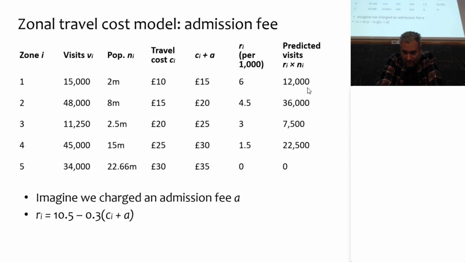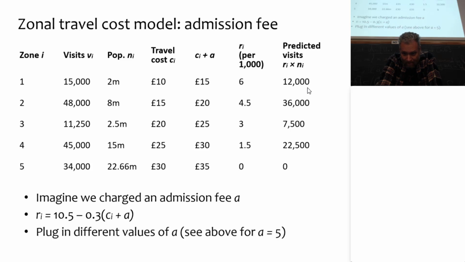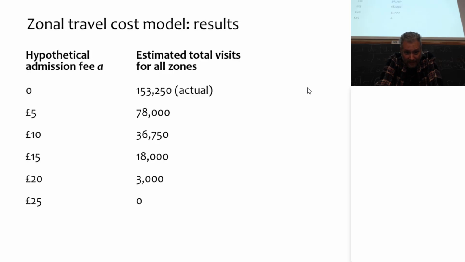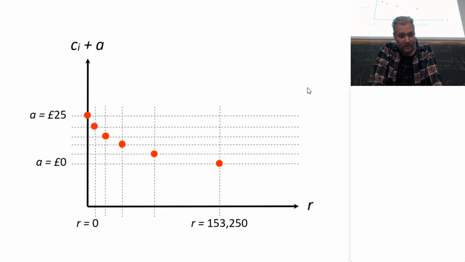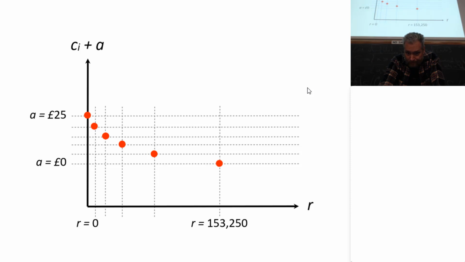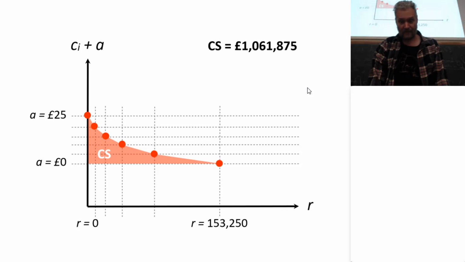Right, so I should have shown this before. So that's what you do, and then you have your visitor numbers. You essentially have a demand curve, and you can calculate the consumer surplus, right, by just taking the area under the curve. So that is something you can do.